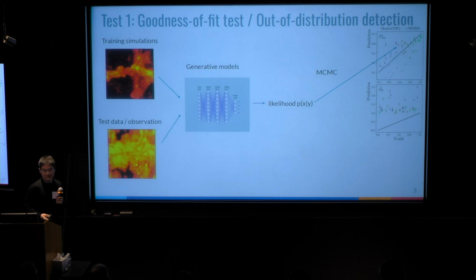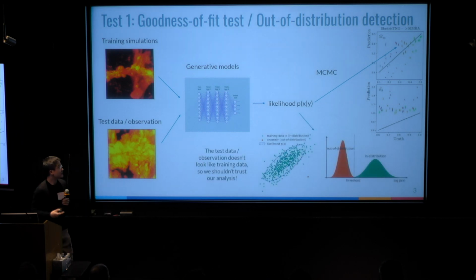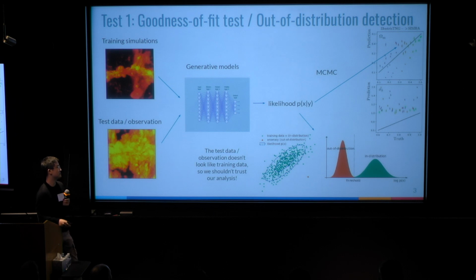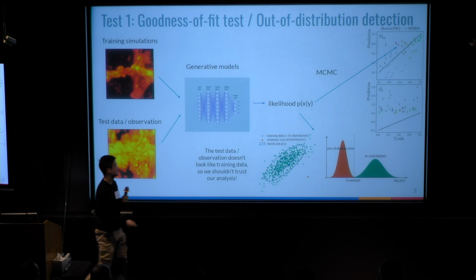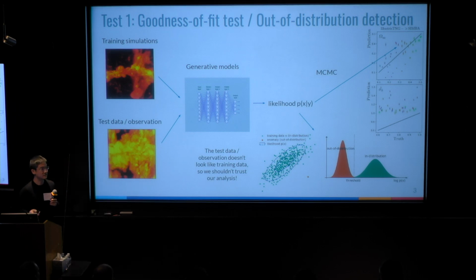We train our generative model, we get a likelihood function, we run MCMC posterior analysis, and we get the biased result. But this likelihood value actually contains additional information. Because the likelihood is essentially just the density of the training data, if the test data is not really drawn from the training distribution, you should expect it to have a much lower density or likelihood value. This is shown on the lower right. We expect the out-of-distribution data, the data that is not drawn from the training distribution, to have a much lower likelihood compared to the training distribution.